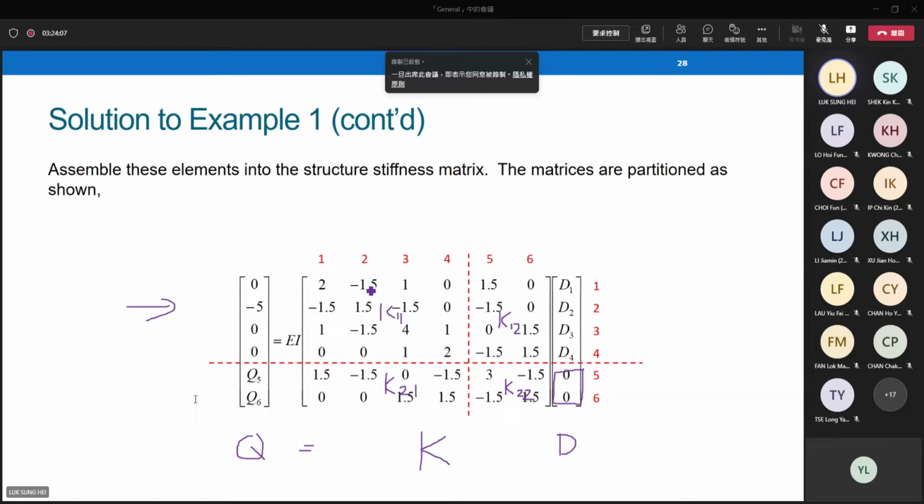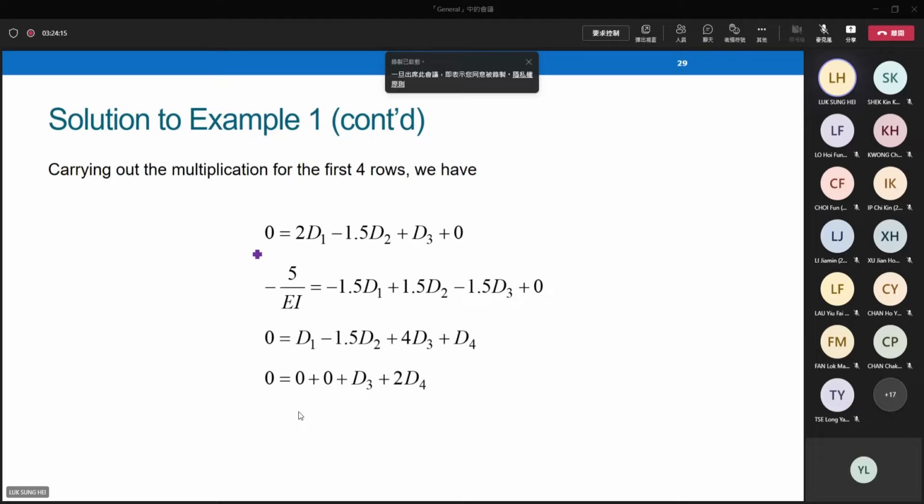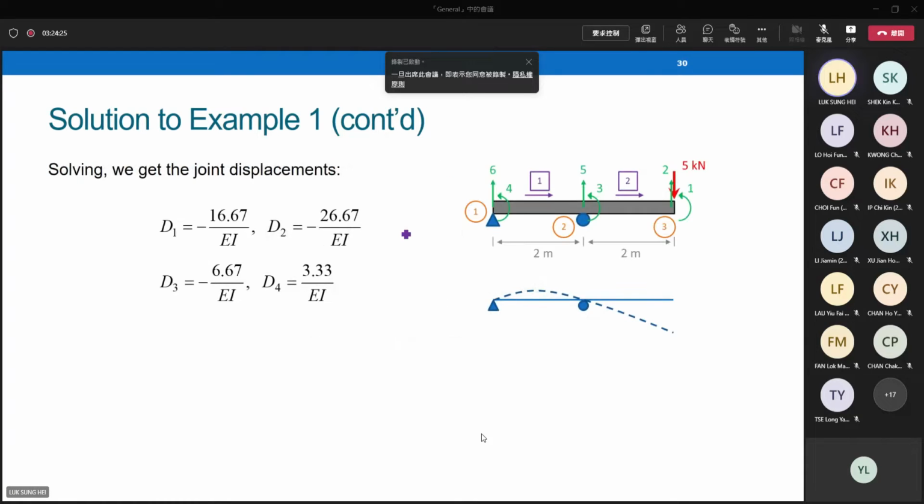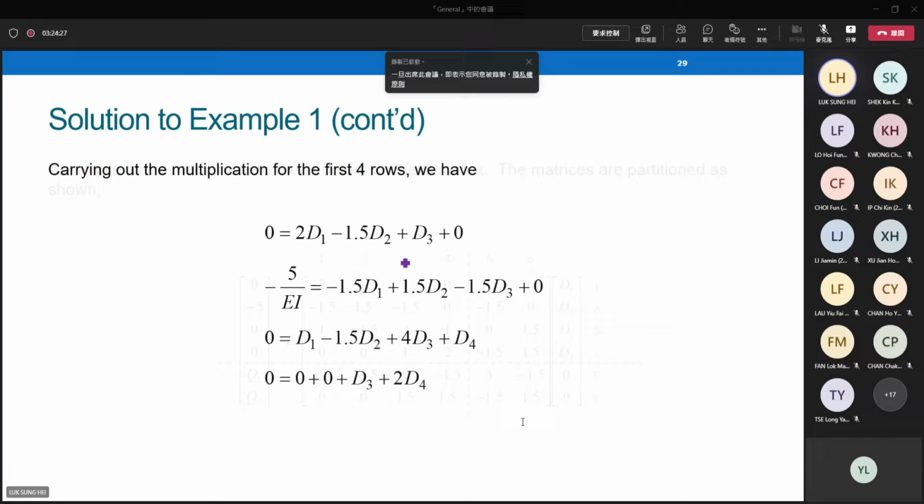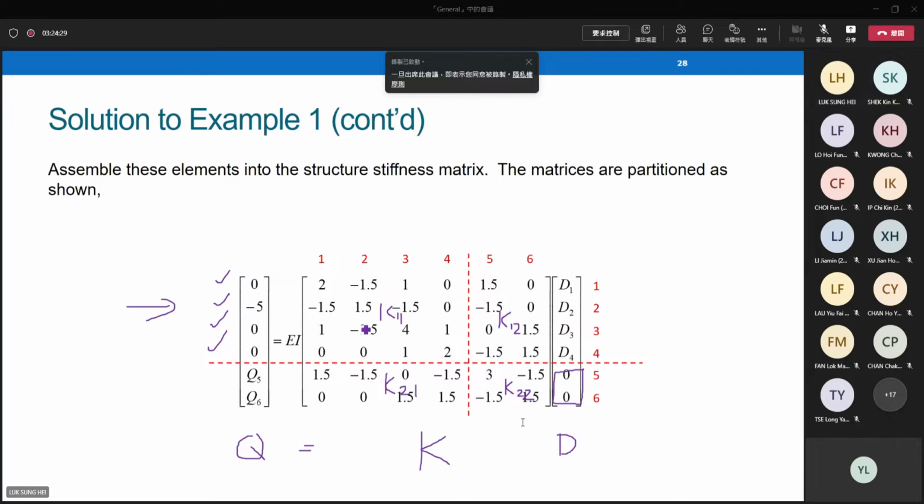You can convert these 4 equations separately into 4 simultaneous equations, just like what I put down here, 4 simultaneous equations. Solving these 4 simultaneous equations, then you can find out D1, D2, D3, D4. You can do this in this way. Alternatively, you may use matrix inverse.